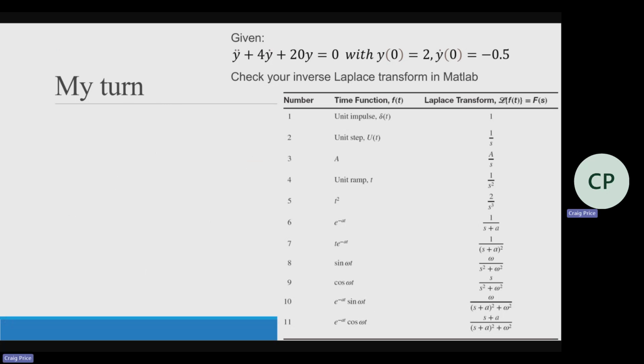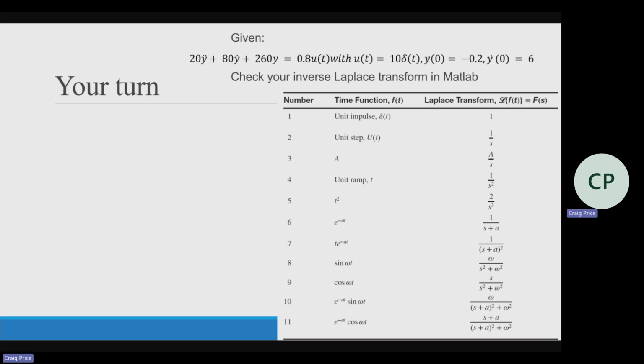All right, here's your problem. This one's called your turn. You can solve this in like 5 minutes. You're good to go.